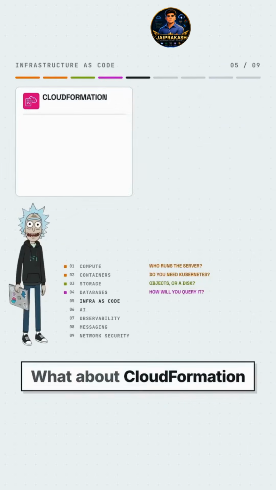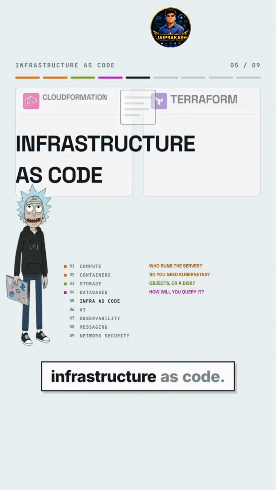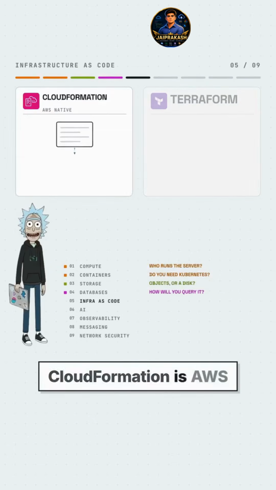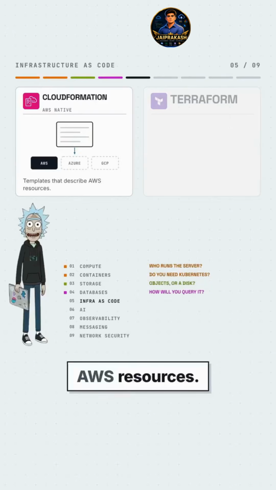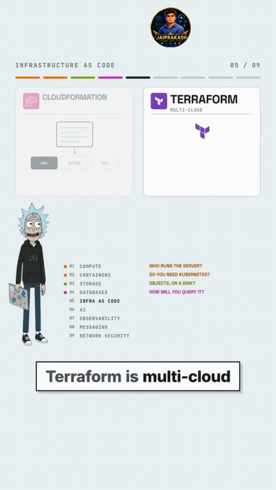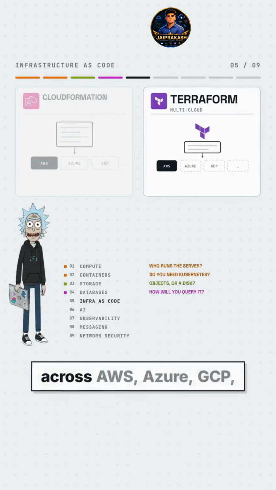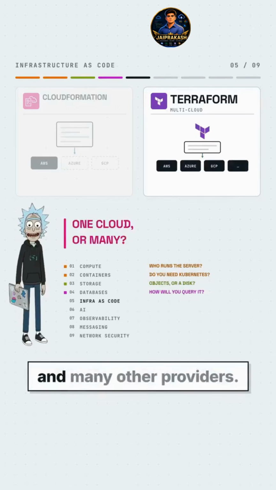What about CloudFormation and Terraform? Both let you define infrastructure as code. CloudFormation is AWS native and focused on AWS resources. Terraform is multi-cloud and can provision infrastructure across AWS, Azure, GCP, and many other providers.